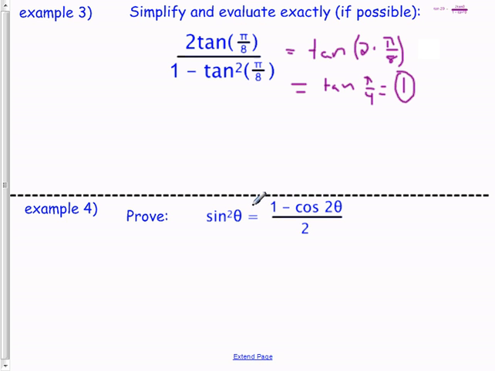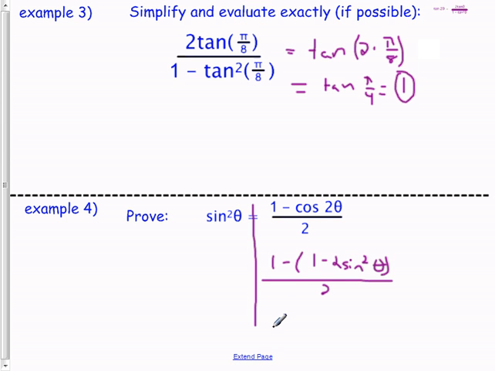Okay. Well, let's see what we got here. So we're going to work this right-hand side. So we need to use a cosine formula that has a sine squared in it, because we're trying to get a sine squared. We're replacing that. So we're going to use that. So we have 1 minus 2 sine squared theta, over 2.